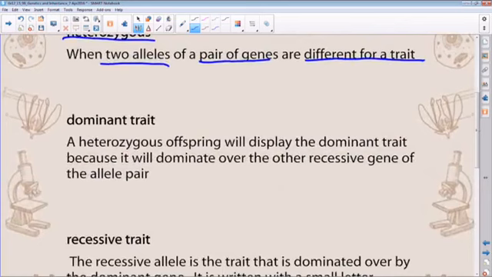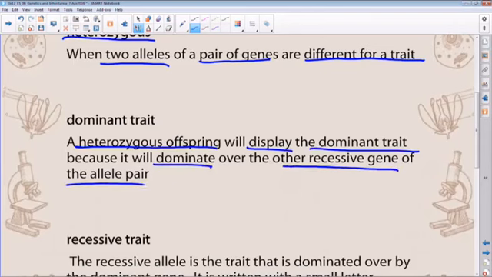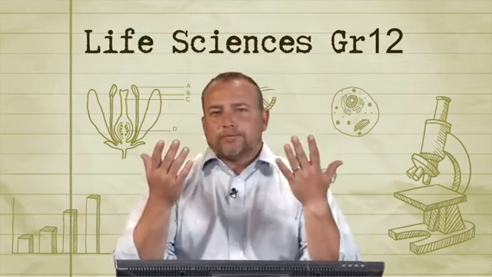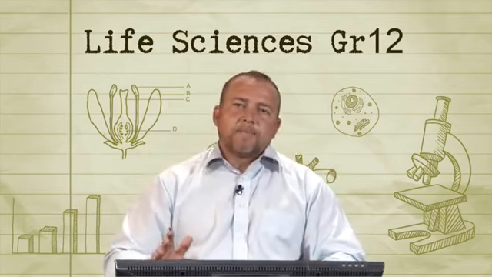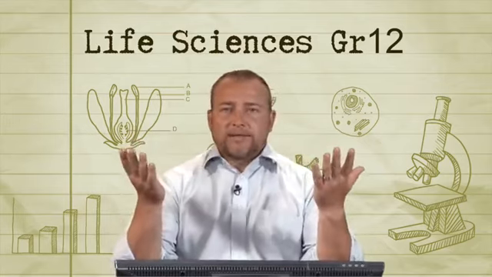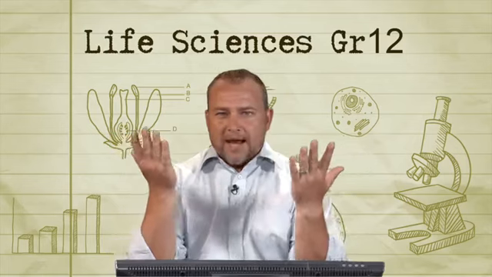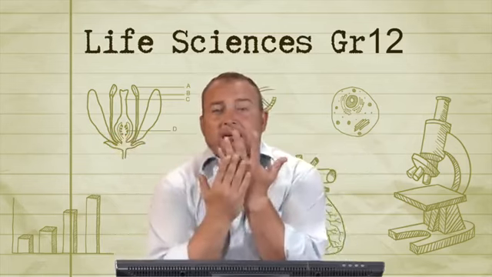Next one, dominant. And we all know this. Dominant trait means the strong one, right? Now, if we look at it, heterozygous offspring will display a dominant trait because it will be dominated over the recessive gene of the pair of alleles. So if I have a look at it, the best way I can always think of it is if I took two colors, right? And I had to take a black and a white, right? And I put black behind white. Black's going to see through.